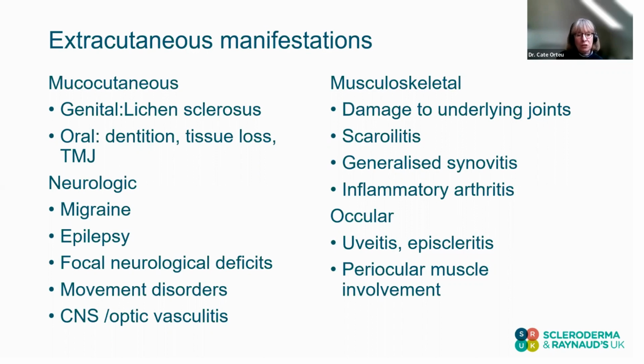So focal neurological deficits, movement problems, and inflammation in blood vessels and nerves can occur. And so we, as a routine baseline, always do an MRI of the brain and craniofacial soft tissues in patients with morphea that involves the head and neck.